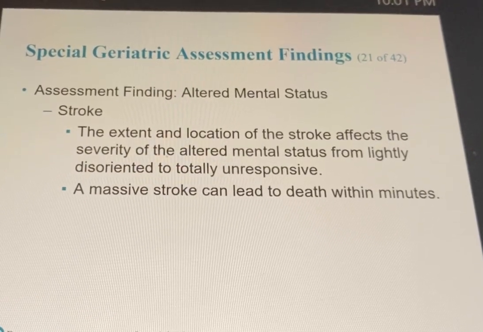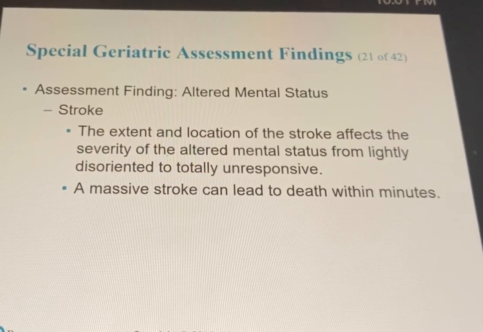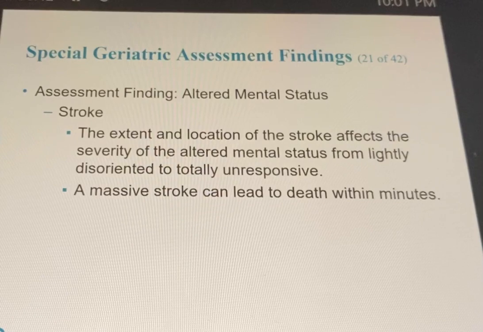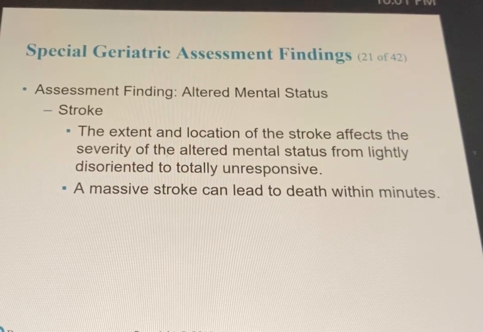Other signs and symptoms: unequal pupils, slurred or abnormal speech, headache, memory problems, altered respirations, increased or decreased heart rate, hypertension, seizures, nausea, vomiting, muscle paralysis or weakness, and sensory loss.